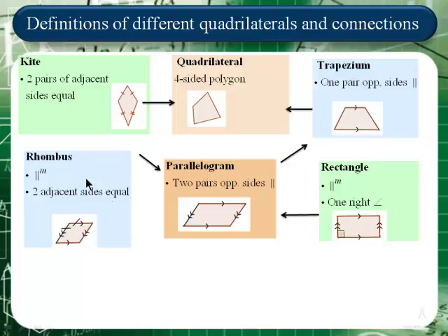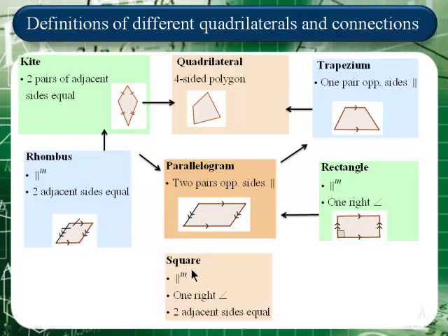So therefore a rhombus is clearly a parallelogram. But a parallelogram is not always a rhombus. A rhombus is always a kite, right, because there are at least 2 pairs of adjacent sides that will be equal.